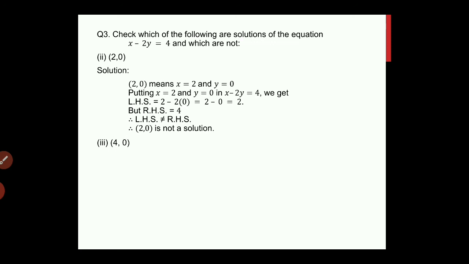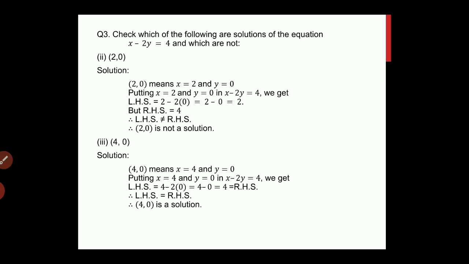Now taking another value, (4, 0). (4, 0) means x is equal to 4 and y is equal to 0. Putting x is equal to 4 and y is equal to 0 in x minus 2y is equal to 4, we get LHS is equal to 4 minus 2 into 0, which is equal to 4 minus 0, which is equal to 4, which is our RHS. So here we can clearly see that LHS is equal to RHS. That means (4, 0) is a solution of x minus 2y is equal to 4.